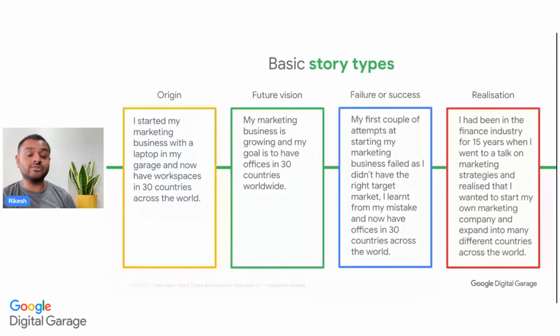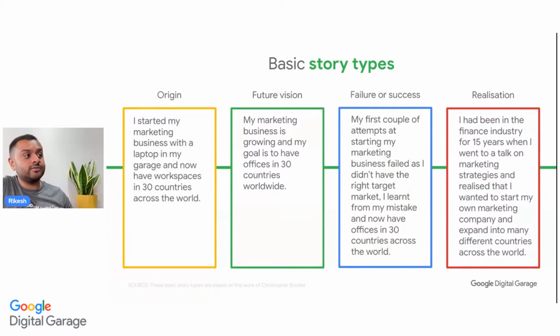You've then got your failure and success story. So this is where you're talking about the setbacks that you've encountered. So my first couple of attempts to start my marketing business failed as I didn't have the right target market. I learned from my mistake and now have offices in 30 countries across the world. And then we've got the realization story, what I like to call the light bulb story. So I've been in the finance industry 15 years when I went to a talk on marketing and realized that I wanted to start my own marketing company, expanding to many different countries across the world.